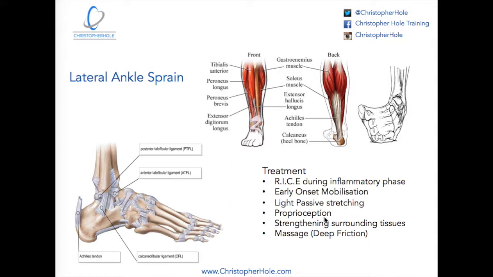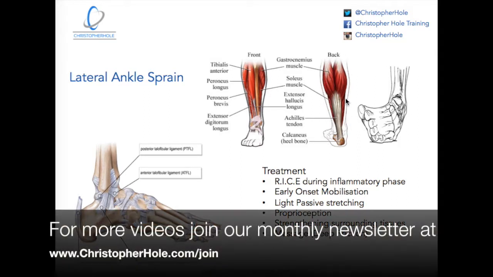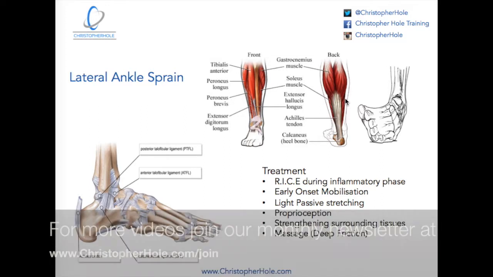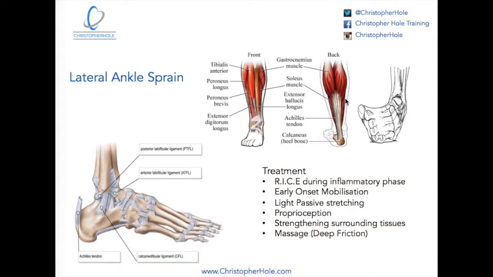Then we come on to proprioception. Now, proprioception is the stability of the ankle, or the way the muscles function around the ankle to keep it upright. Then we want to start strengthening the surrounding tissues. So all these muscles I've talked about, even the ones on the back. So you've got the gastrocnemius, soleus, which is a bit further down. All of these muscles are going to need to be strengthened to a degree. They're going to need to be also massaged to a degree to remove any existing tension.